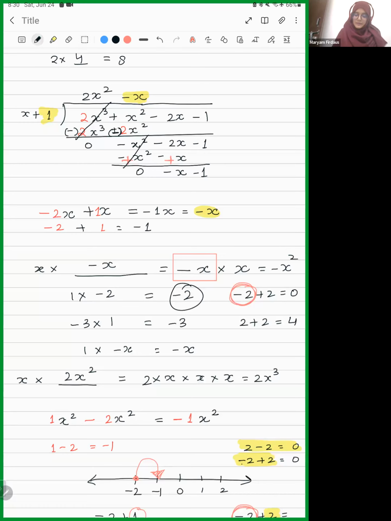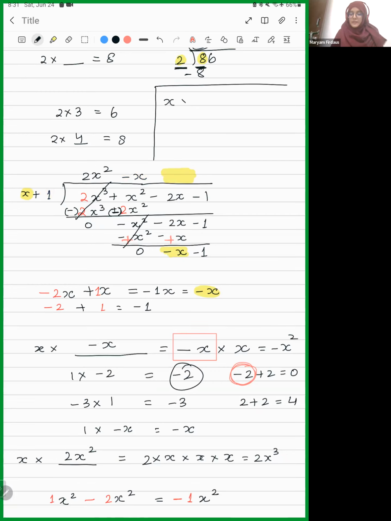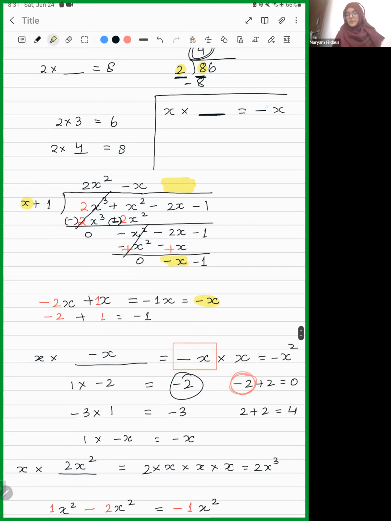Next step. What is the next step? The next step is x multiplied by what will give you minus x? Can you tell me? What do we need? One. Very good. Minus 1. x multiplied by minus 1 gives me minus x. So what should I write over here? Minus 1. Is that okay? Yes, ma'am. So now x multiplied by minus 1 is minus x.